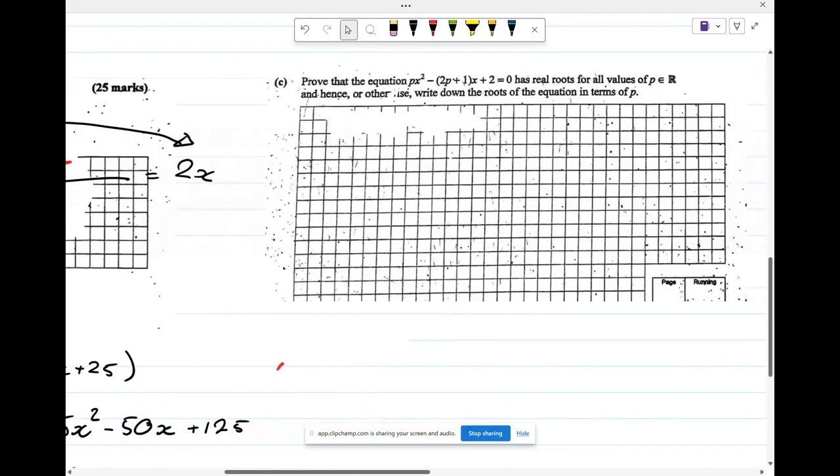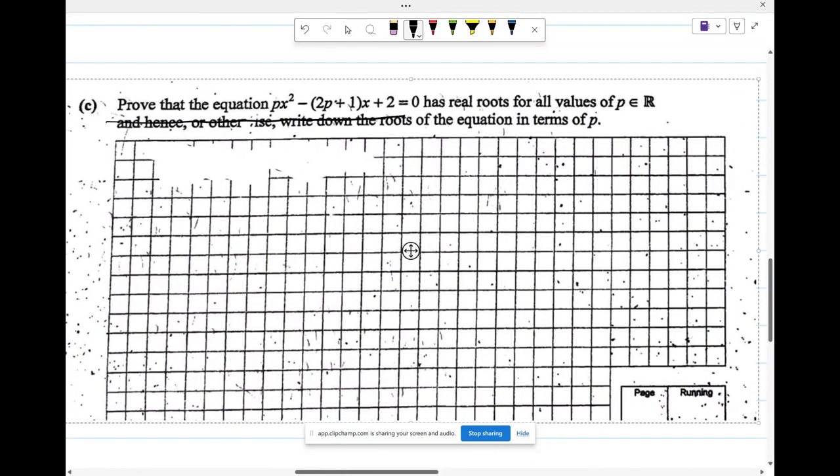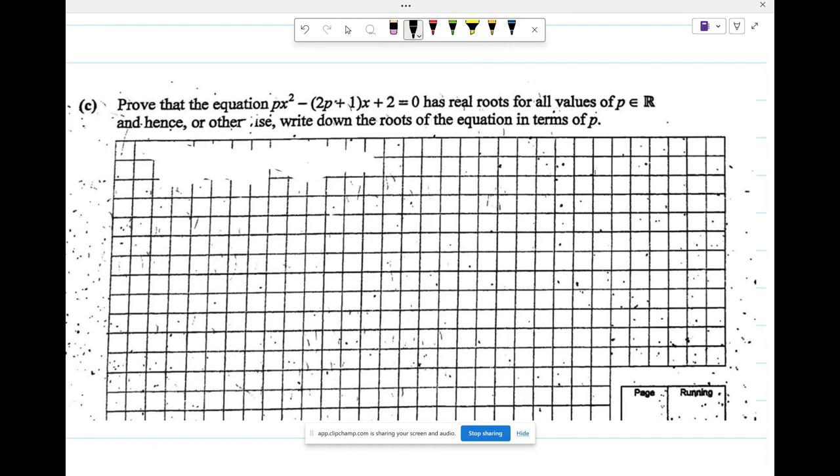Okay, great. On to the very last question. So we want to prove that the equation px squared minus (2p plus 1)x plus 2 has real roots for all values of p, and hence or otherwise write down the roots of the equation. Okay, so we want to prove something has real roots. Proving roots: discriminant, b squared minus 4ac. We want to prove they're real roots, so it's going to be greater than or equal to 0.